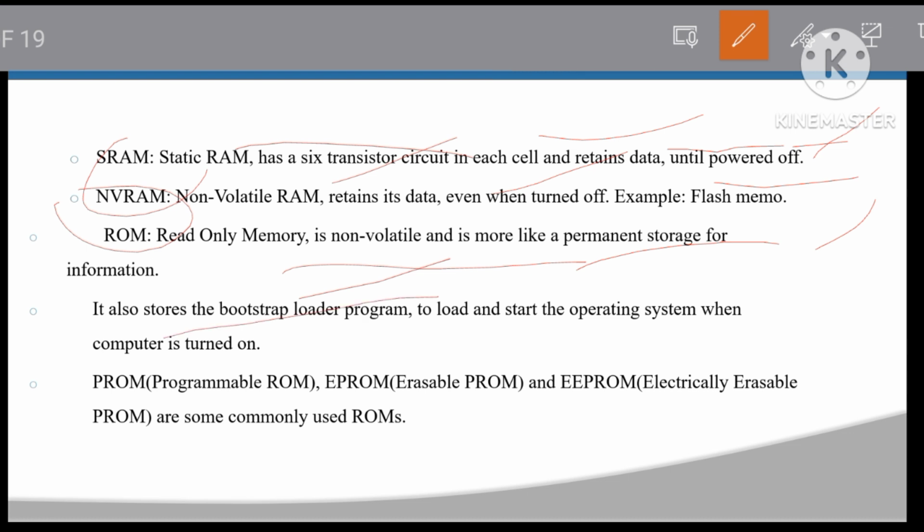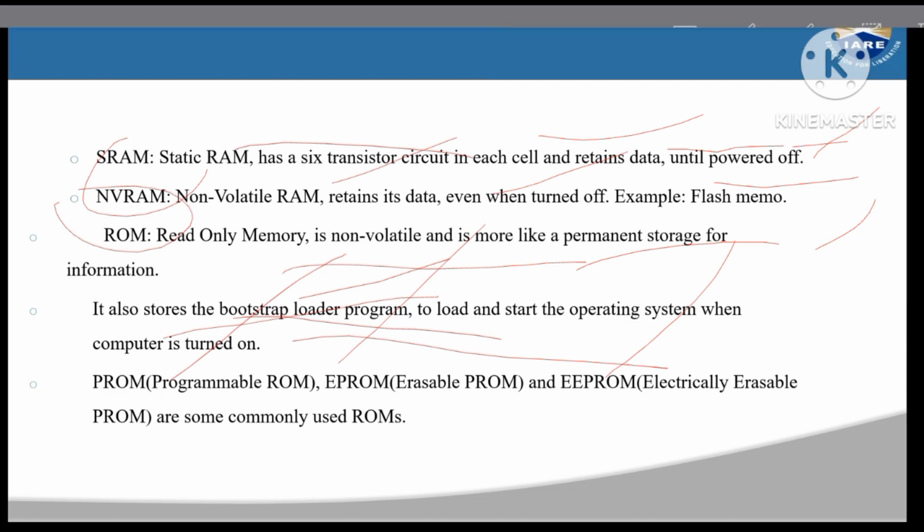Next, if you want to classify the ROM, it can be divided into programmable ROM, EPROM, and EEPROM, electrically erasable ROM. I am not going to discuss these briefly. These are the types of ROM which you can look up in internet articles. These are different types according to the variation, and as technology passed, different types of ROMs came into being. Mostly now we are using EEPROMs and flash memories, so you can go to the internet and access them.